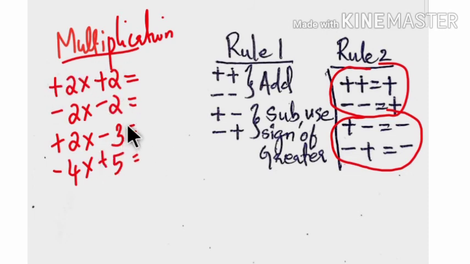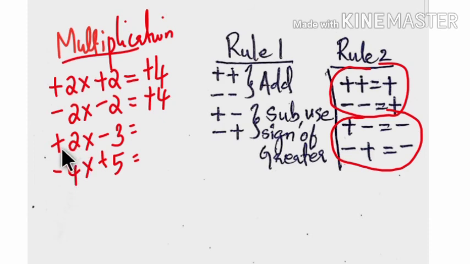So let's do these problems. Plus 2 into plus 2. Firstly, we need to multiply the digits. 2 into 2 is 4. Now plus into plus can be converted into positive. So plus 4 is the answer. 2 into 2, 4. Two signs are negative. If both signs are minus, we can use positive sign. So plus 4 will be the answer.